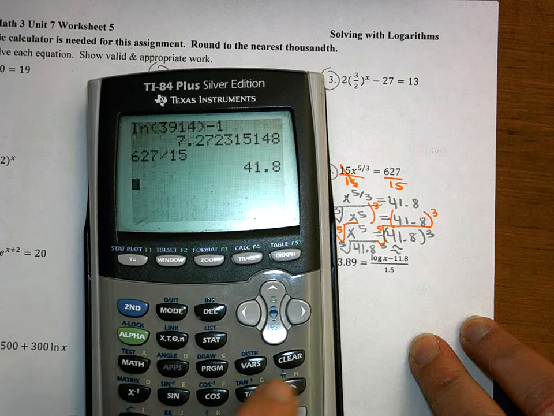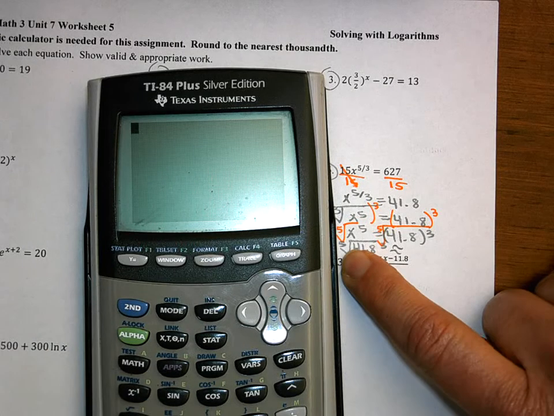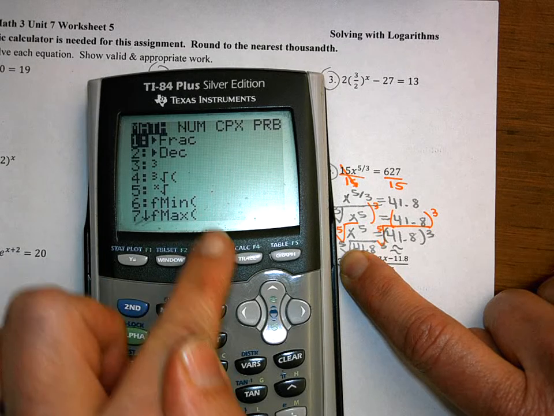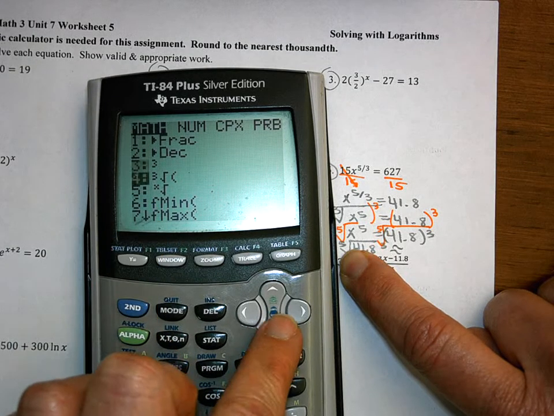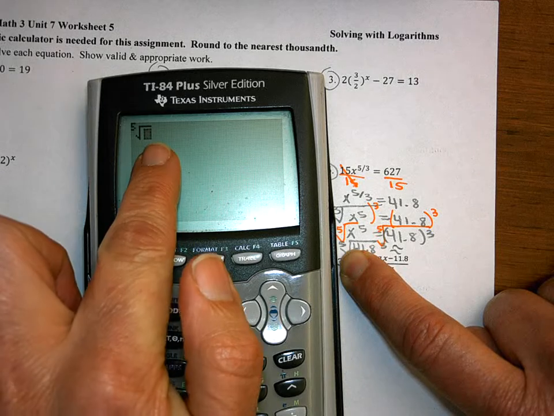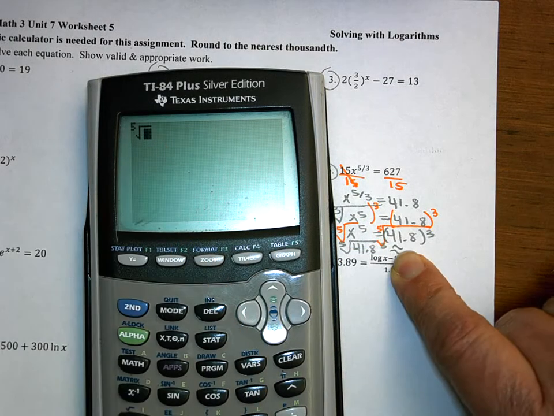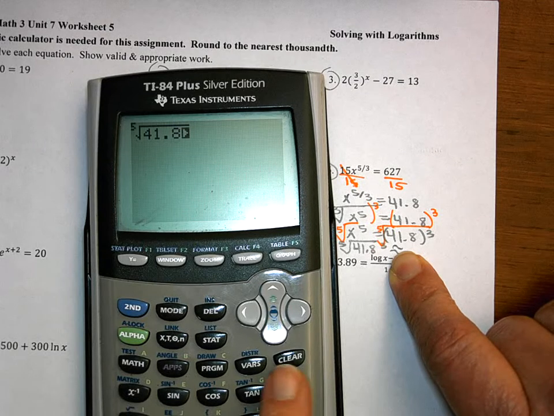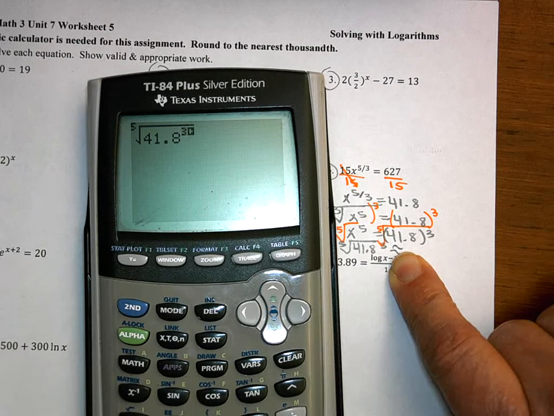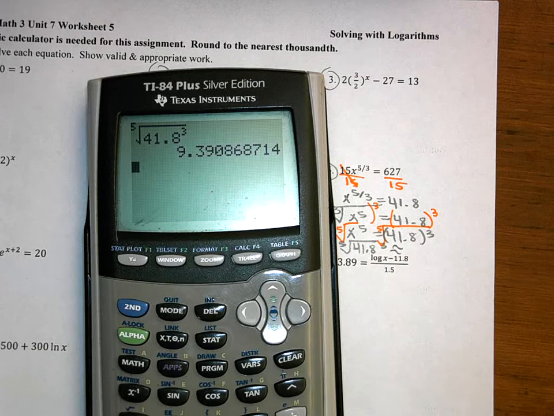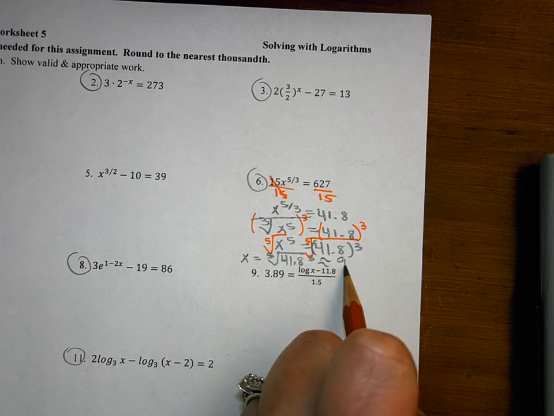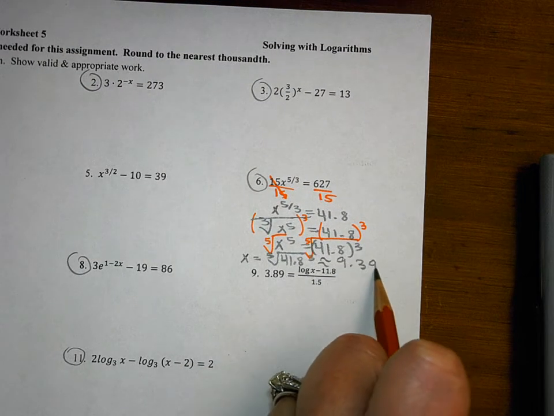I'm going to quit though. If I want the fifth root, I need to hit the 5 first. I'm going to hit the 5 first, and then go to math, and then the number 5, so I'm going to go down to that one there. That gives me the fifth root, and then 41.8, and then to a power. My power key is that caret key above the division, and then 3. The directions say to round to the nearest thousandth, so that would be 3 decimal places. So here I would have 9.391.